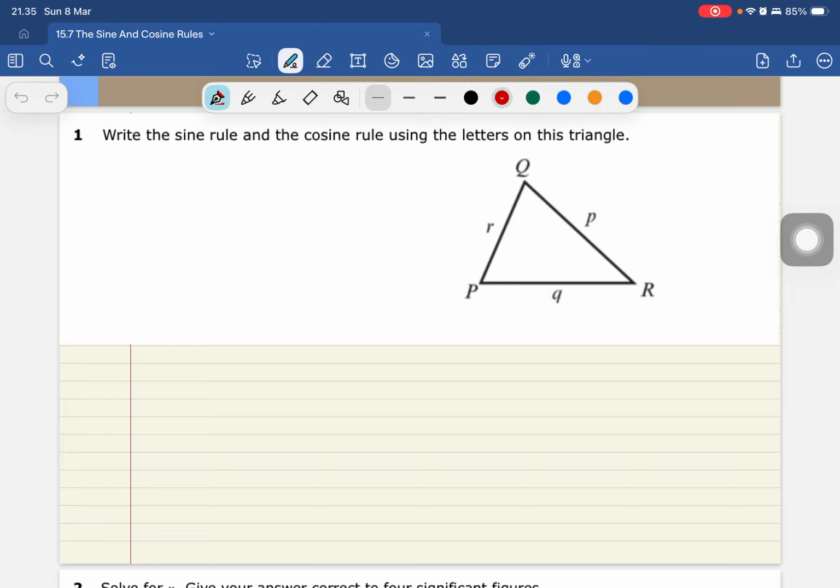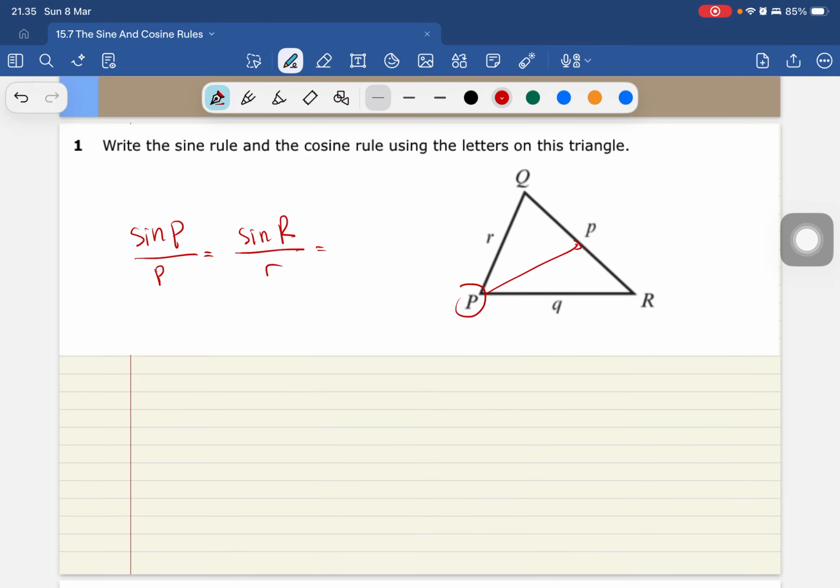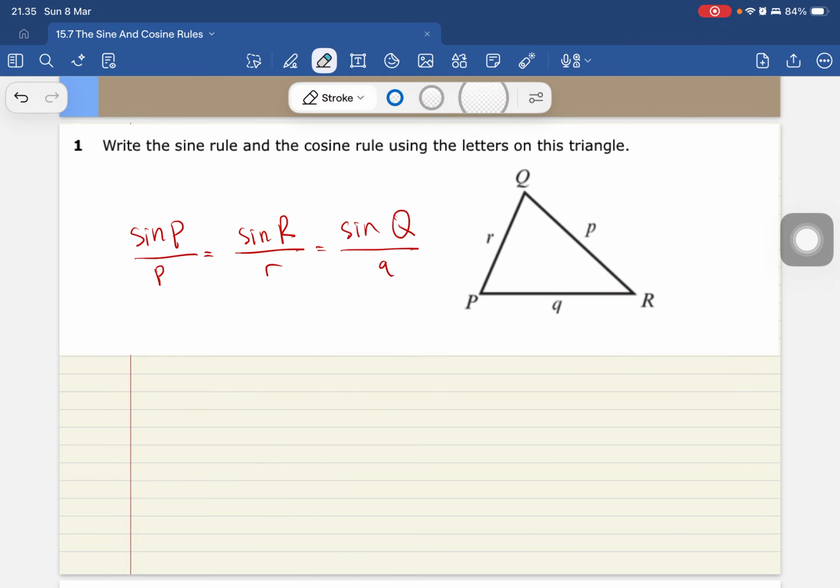Okay, for the sine rule: sine P divided by its opposite side, this is going to be equal to sine big R divided by its opposite small r, equal to sine Q divided by small q as well. This is for the sine rule.